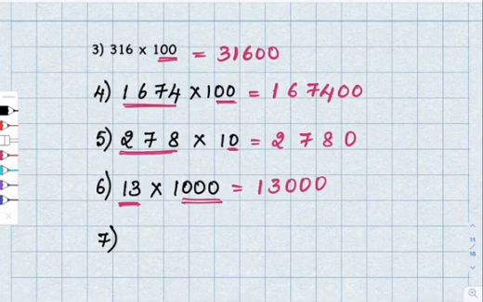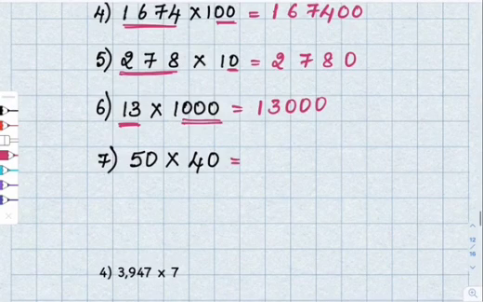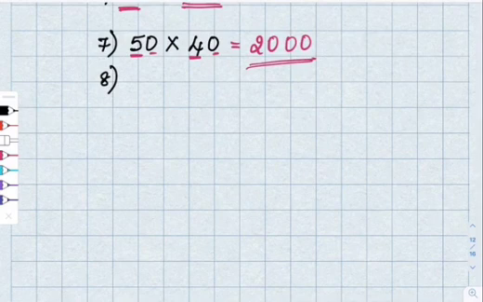For example, if I have 50 into 40, how do we do it? For this, multiply the first digit, then write these two zeros by the side. Now 5 fours are 20, then these two zeros. Understood, children? Answer is 2000.